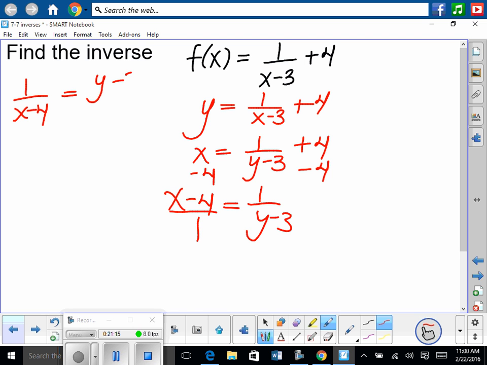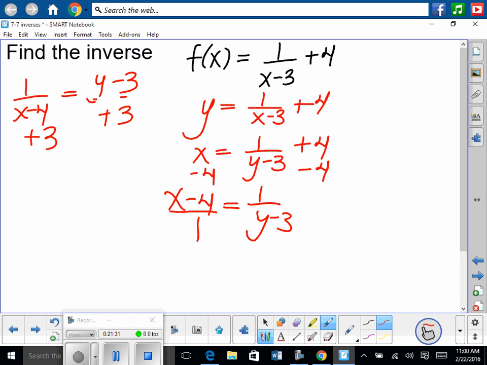So y minus 3 over 1. What's anything divided by 1, guys? Whatever it is. It's that thing. Okay, so y minus 3 divided by 1. Isn't that y minus 3? Now isn't it one easy last step? Yep. Add 3. Plus 3.